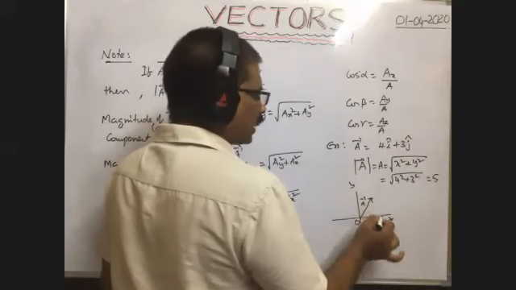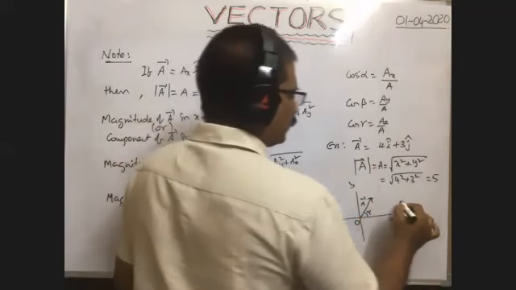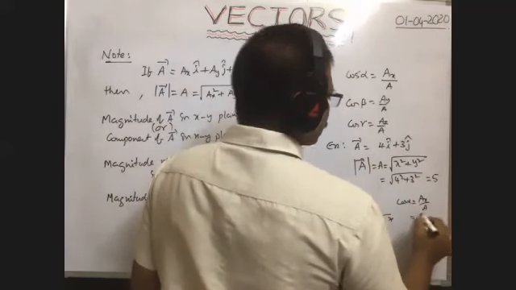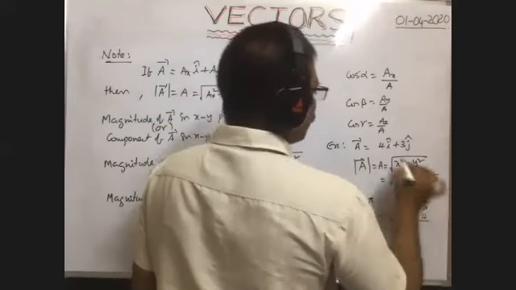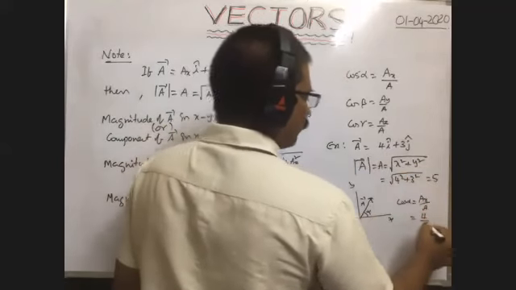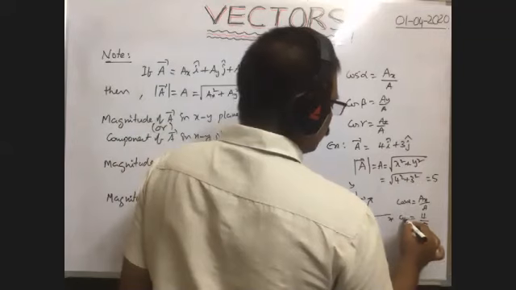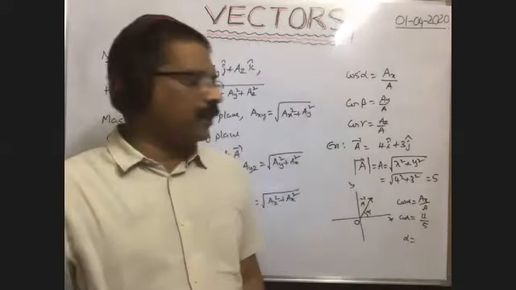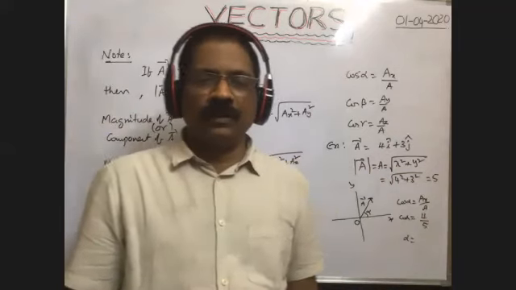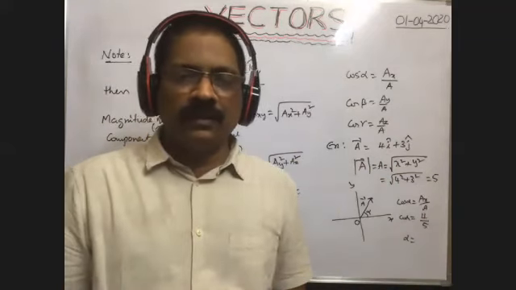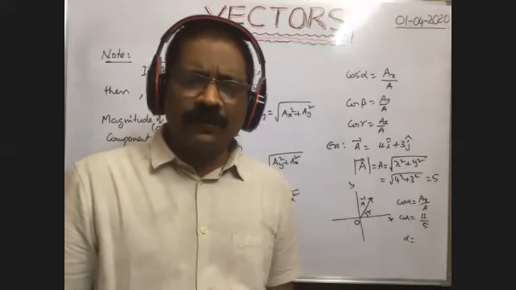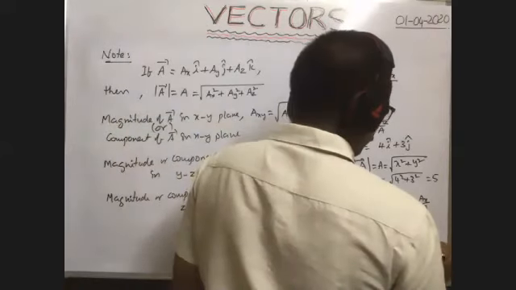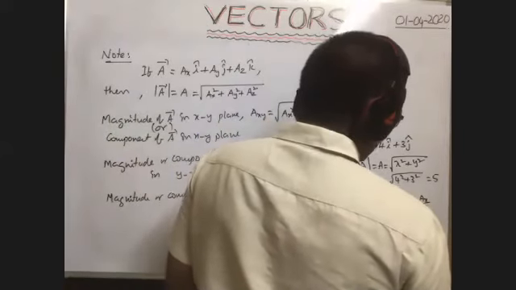Angle made by this vector with positive x-axis is alpha. Then cos alpha is equal to x component by a. X component is 4, magnitude of that vector a is 5. So cos alpha is equal to 4 by 5. If cos alpha is 4 by 5, then what is the angle alpha? 90 degree? Dinesh, is it 90? 37 degree. Very good. 37 degree.